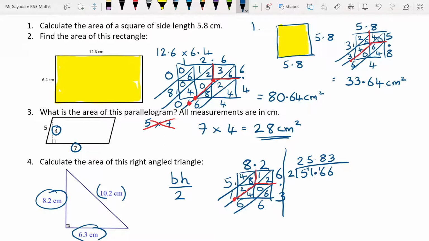I've missed out the decimal point here. Remember, you need to put that decimal point. So therefore, my final answer is 25.83. And what are the units for area? Say your answer to the video now. You should have said centimeters squared.